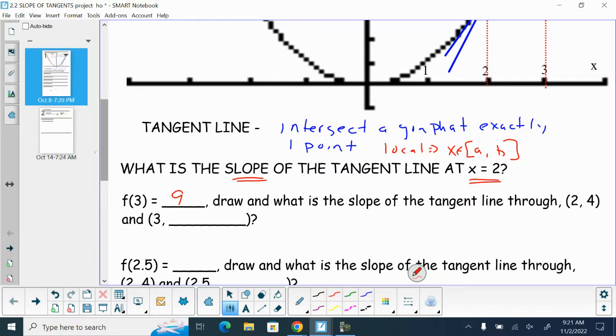We have a value of 9 here. We want to find the slope of that secant line through the points (2, 4) and (3, 9). Well, we can now utilize our idea because we know 2 points. We can find the slope of this line by our delta y over delta x, y2 minus y1 over x2 minus x1. And we can determine the slope of that line.